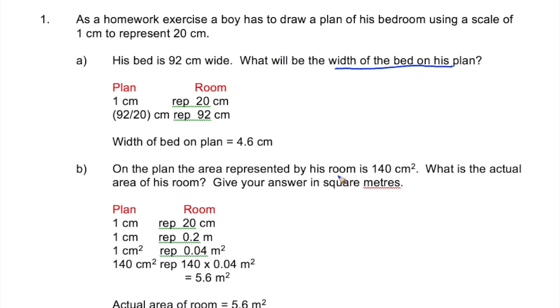In the second part, we have the area of the room given as 140 cm square. We must find the actual area of his room, and we have to give the answer in square meters. Since our scale is in cm, we need to first convert it to meters by dividing by 100. Next, we need the area scale to find the area of the room. Hence, we square the linear scale to get the area scale. Next, we take 140 cm square will represent 140 times 0.04 meter square, giving us 5.6 meter square.